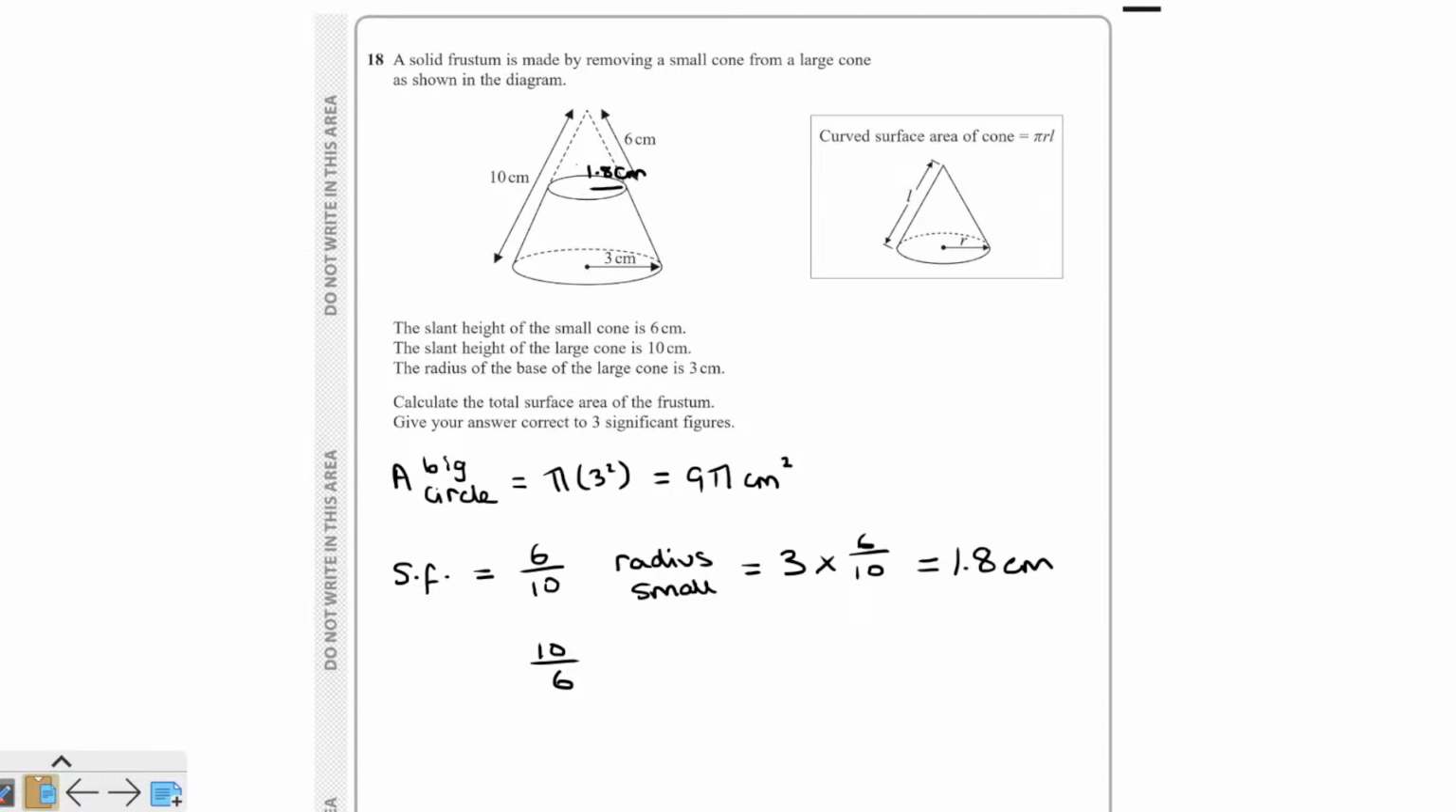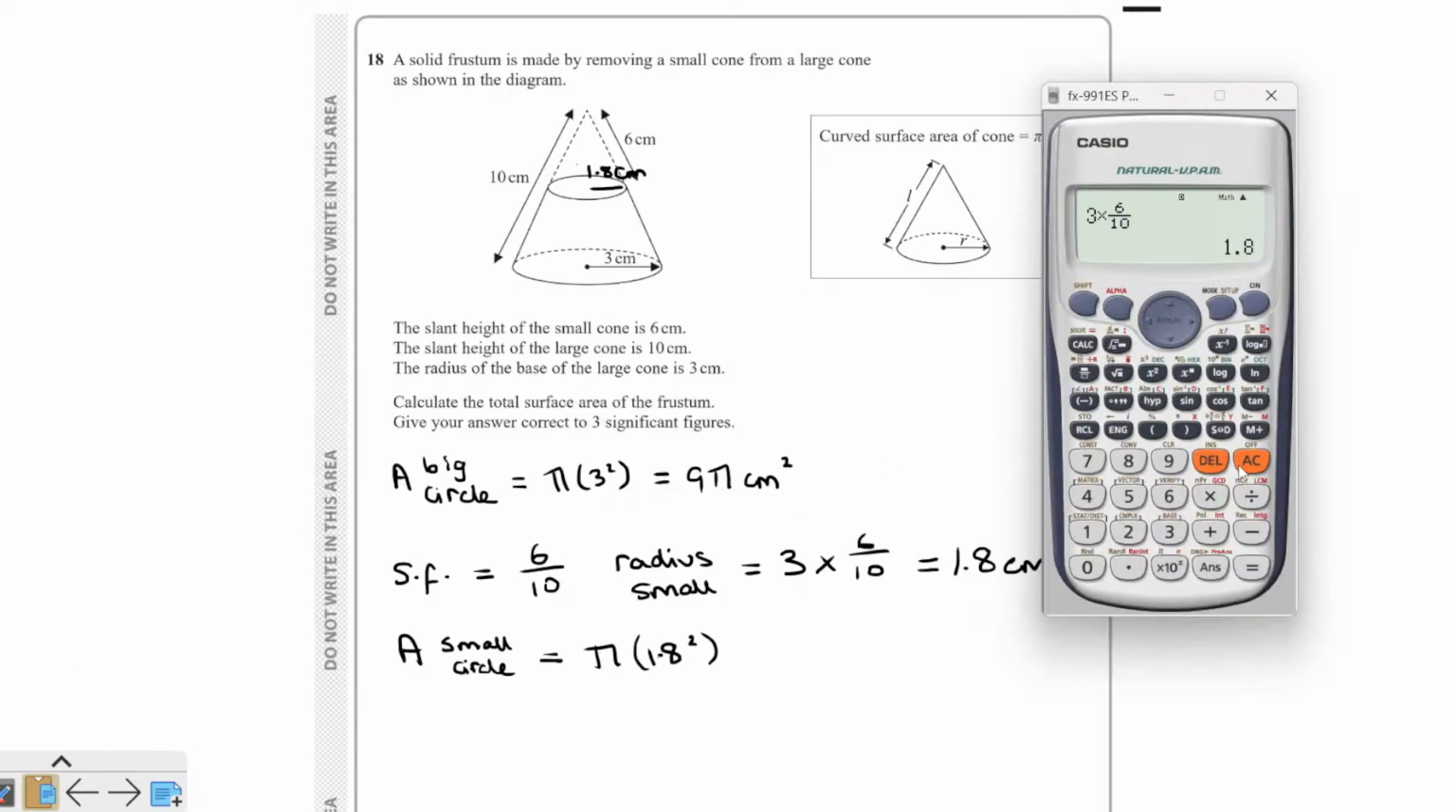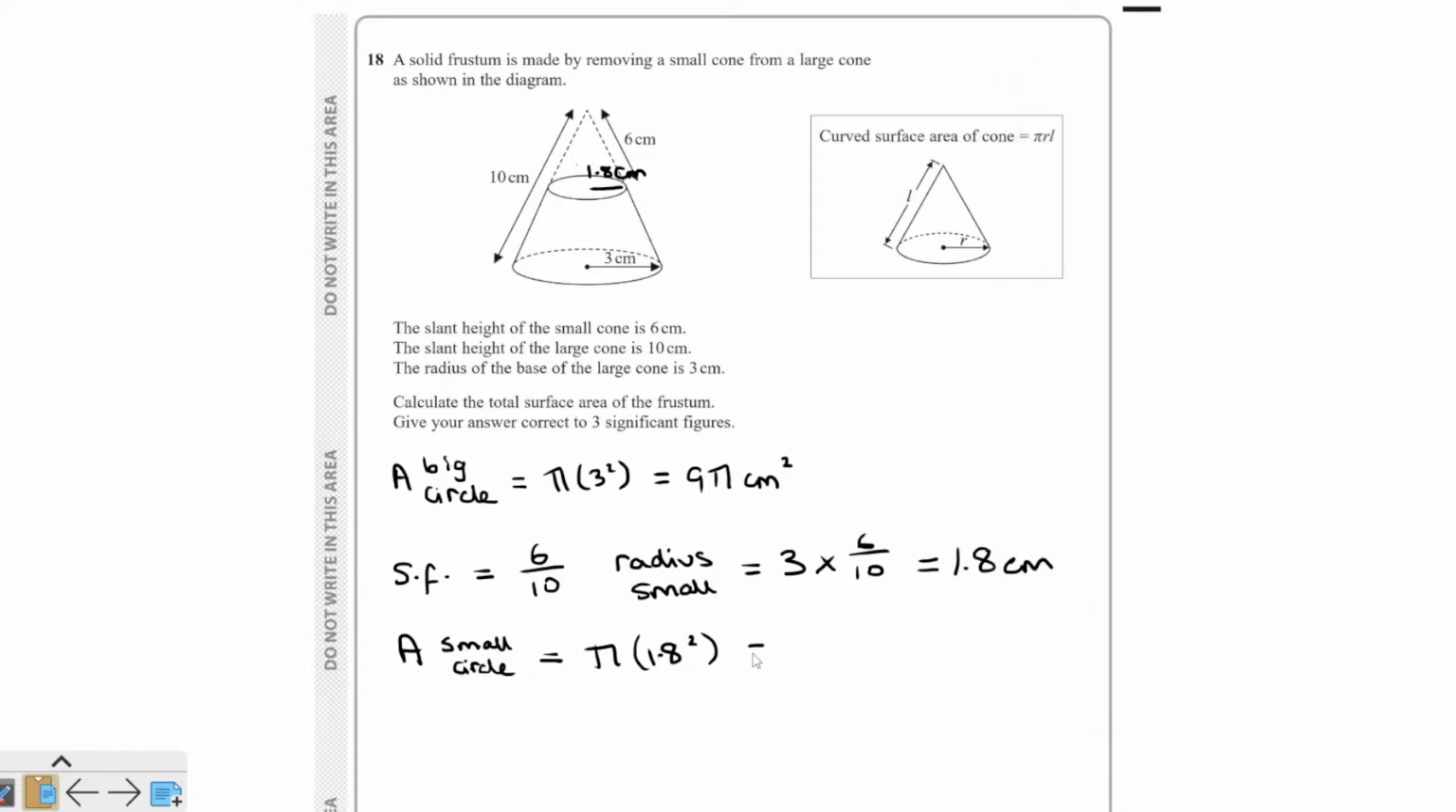So now we know that, we can obviously work out the area of the small circle, can't we? That's fine. So the area of the small circle is pi r squared again, but pi times 1.8 squared, which you obviously need the calculator for. I'm going to leave it in terms of pi again. You can either write a fraction or there's not too many decimals there, so 3.24 pi. I'm just going to leave it like that. Again, we're not at the end yet, so I'm not rounding anything.